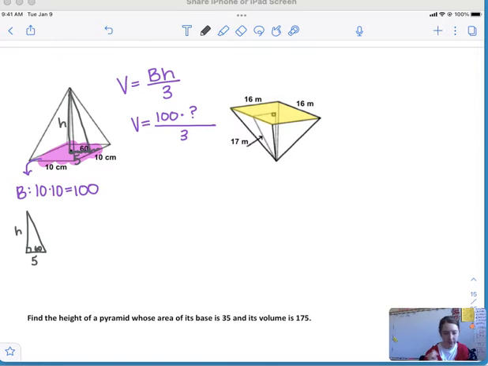Cool. So 5 is our short leg. The height of our prism is our long leg. So we'll go 5 over 1 equals h over the square root of 3, and then we'll cross multiply. 1 times h is h. Square root of 3 times 5 is 5 square root 3. So now we know the height of this prism is 5 square root 3.